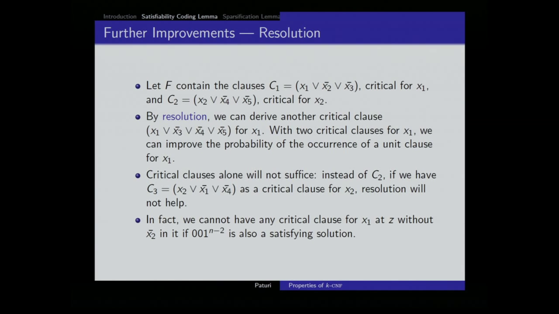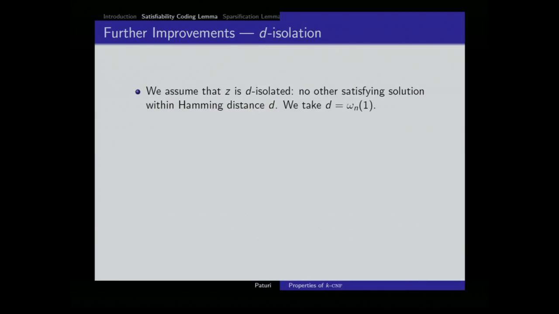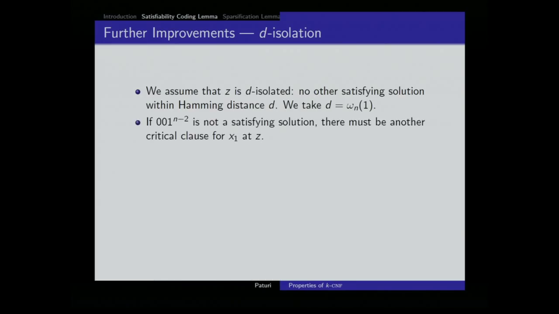So to improve the algorithm, we are first going to look at a special case. The special case is d-isolated solutions. That means a solution is not only isolated, but within distance d there are no other solutions. That's what isolation means. We look at distance d in terms of Hamming distance, and we stipulate there are no solutions. Such a solution is called a d-isolated solution. We assume a d-isolated solution, and d is going to be sufficiently large. That's all we care about for our analysis, for our algorithm, and then we can guarantee additional critical clauses through resolution.